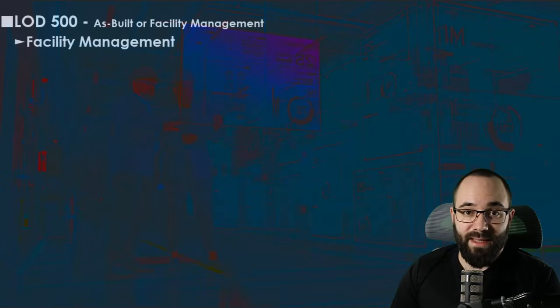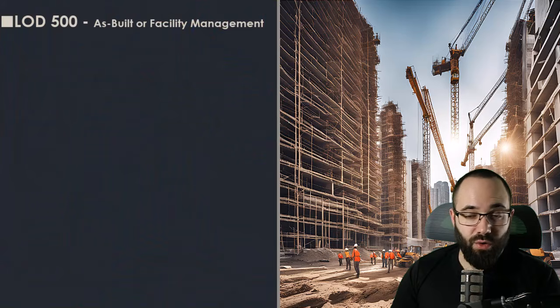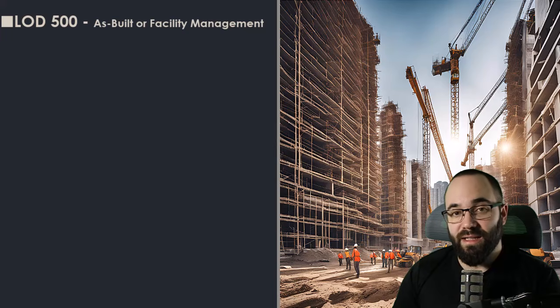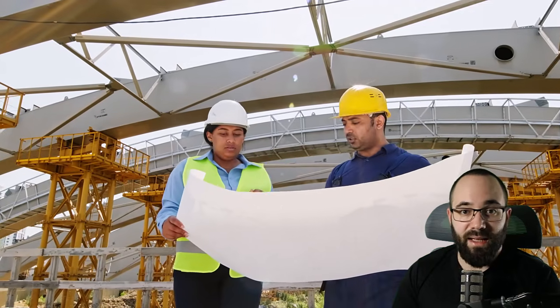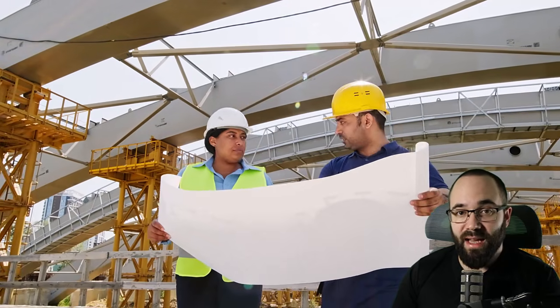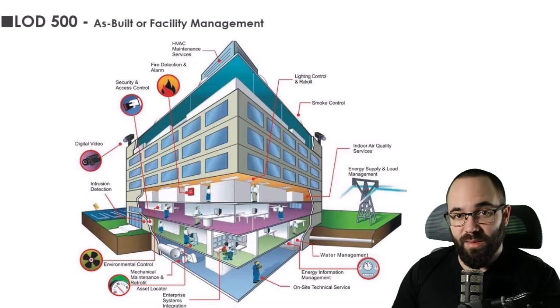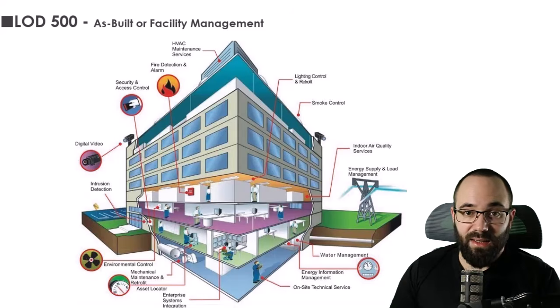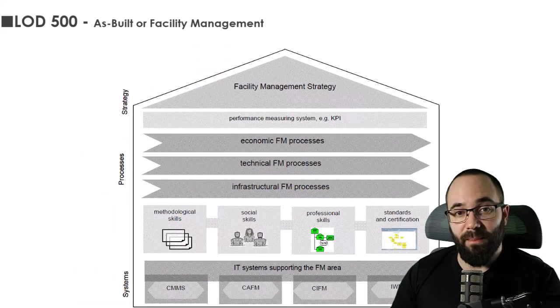Facility management is also really important, FM for short. LOD 500 models serve as invaluable guides for facility managers. They offer a dependable reference for operations, maintenance, and facility management. The data within these models helps ensure efficient building operations and upkeep.